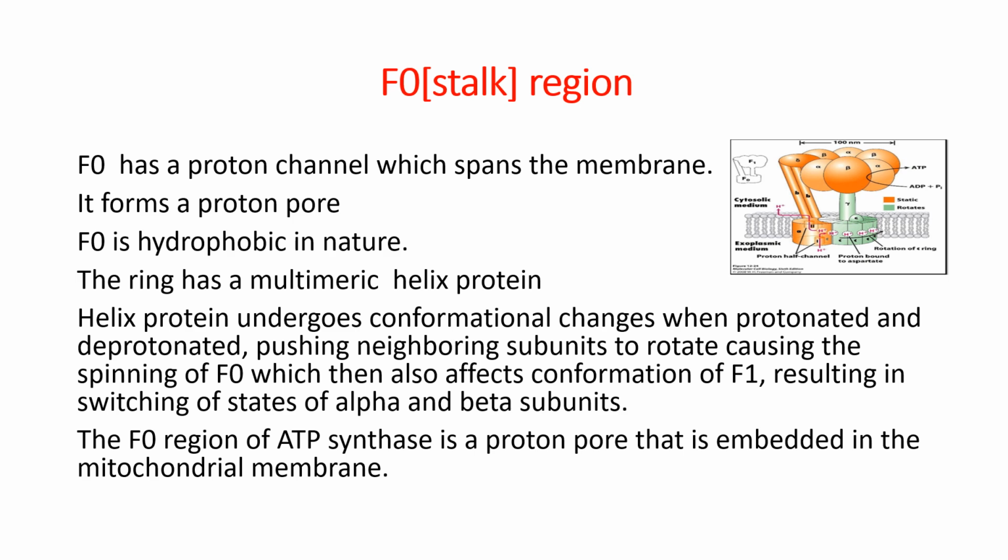The helix protein undergoes a conformational change. When protons come back from the intermembrane space into the matrix, what happens? These subunits get rotated, causing the spinning of the F0 subunit, which then also affects the conformation of F1. So these C subunits will spin by the movement of protons, which also causes the conformational change of F1, resulting in switching of states of alpha and beta subunits.